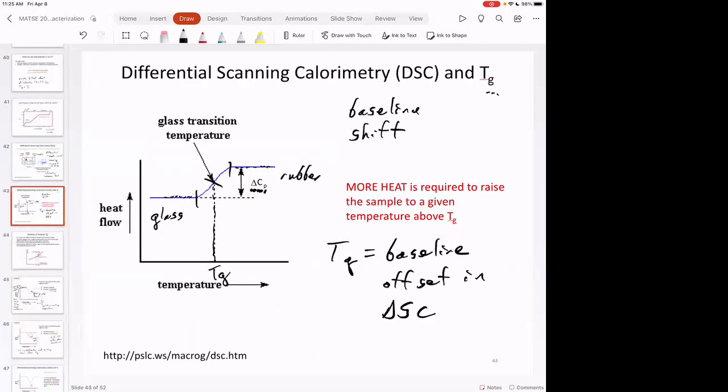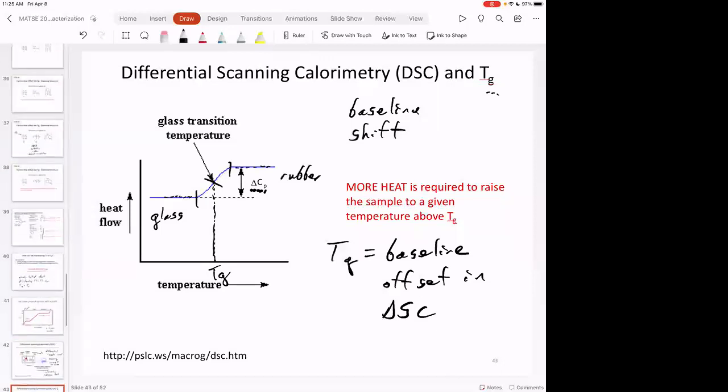Glass transition temperatures are what order phase transition? Second order. There's no delta H for a second order thermal phase transition. And so that's why the glass transition temperature just gives you this baseline shift, which is indicative in the difference in the constant pressure heat capacity of the glass versus the melt.